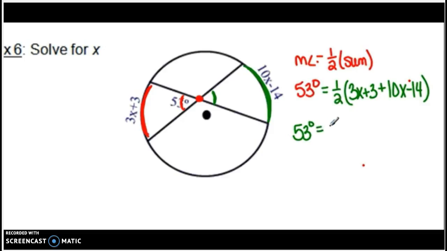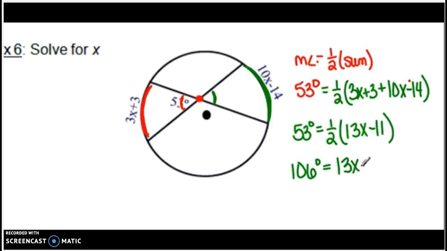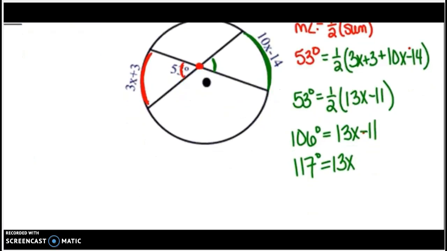So in order to solve this, I'm going to begin by combining everything that's inside the parentheses. In order to get rid of this 1/2, I'm going to multiply both sides by 2. I'll add 11 to both sides. And lastly, to undo multiplying by 13, I'll divide both sides by 13. So I come up with a value of x equals 9.